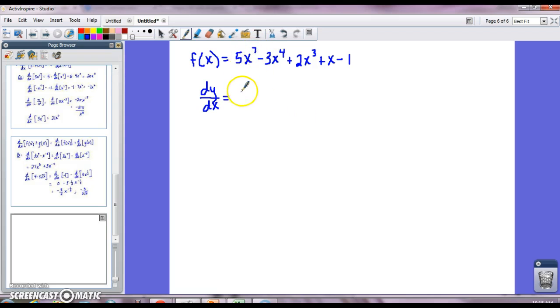So if we do this, we're just going to then do each term of our polynomial, take the derivative of each term. So I end up with 35x to the 6th minus 12x cubed plus 6x squared plus 1, right? I have x there. The derivative of x is just 1, right? If this said 3x, then this would be 3 down here. If this said negative 17x, down here it would be negative 17, right? And then this is just the end part here. The derivative of negative 1 is just 0 because that's a constant.